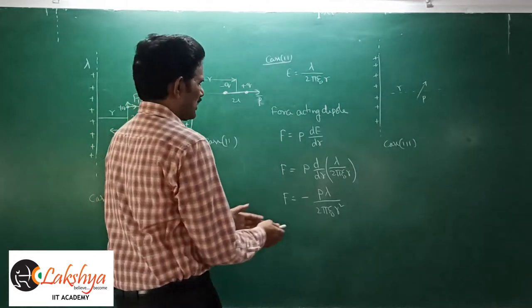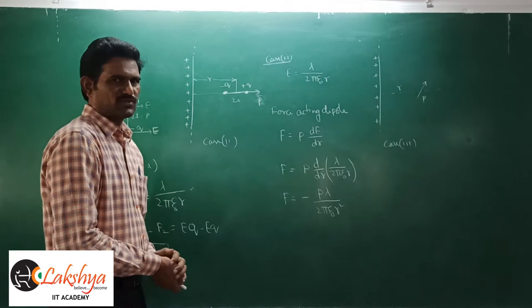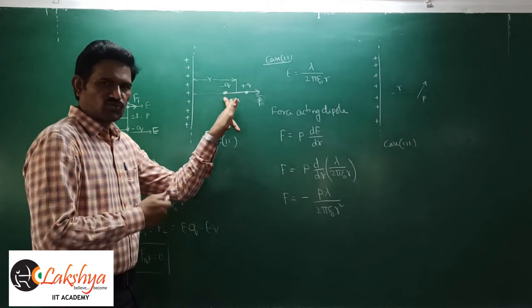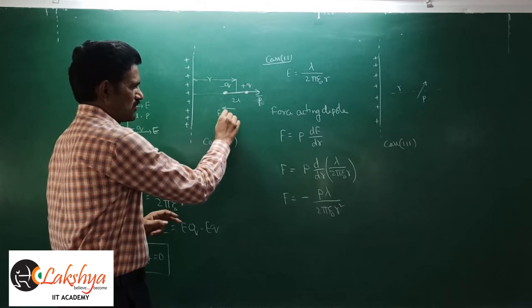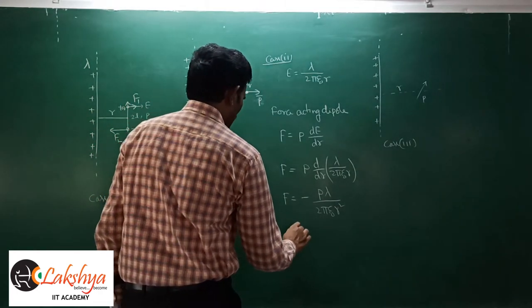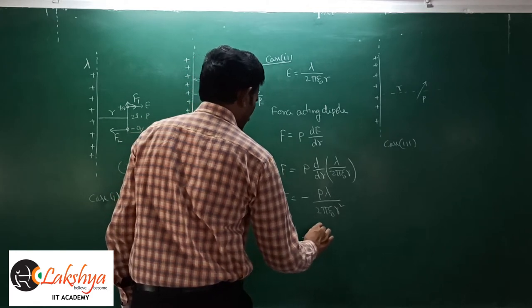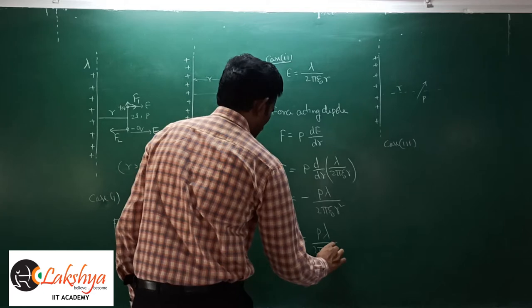So this force, the negative sign, indicates that the force between them will be an attractive force, because here the negative charge is closer to the line of charge, and so the net force will be along this direction. That is the conclusion we are getting here. And so the magnitude of the force is P lambda by 2 pi epsilon naught r square.